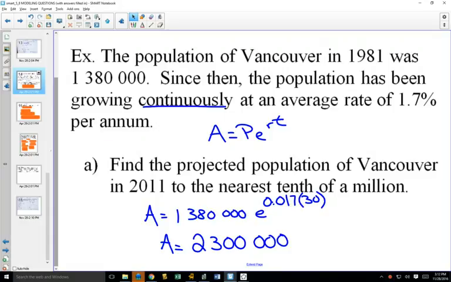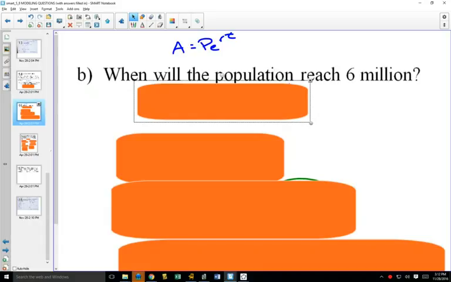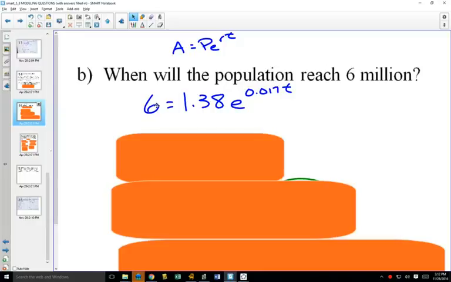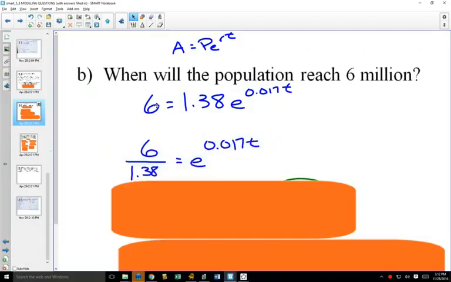Now in part B, it says when will the population reach 6 million? So when we go to set things up, and are you okay with me using 6 instead of 6 with a whole bunch of zeros? And then changing the 1.38 million to 1.38? And since we're multiplying again as a first step, if we divide both sides by 1.38, it's going to make our life a little bit easier.